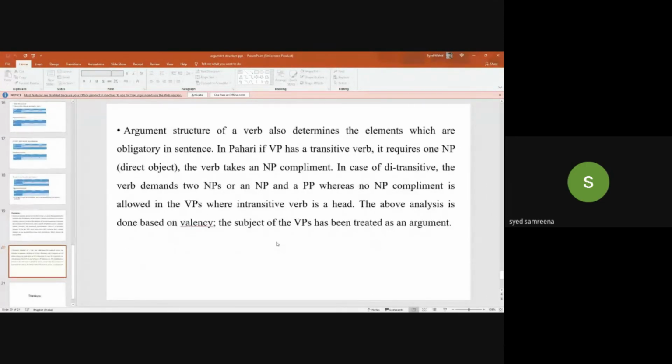Argument structure of a verb also determines the elements which are obligatory in a sentence. In Pahari, if VP has a transitive verb, it requires one NP, the direct object. The VP takes an NP complement. In case of ditransitive, the verb demands two NPs or an NP and a PP, whereas no NP complement is allowed in the VPs where an intransitive verb is the head. The above analysis is done based on valency. The subject of VP has been treated as an argument.